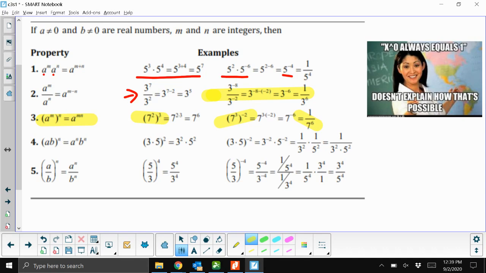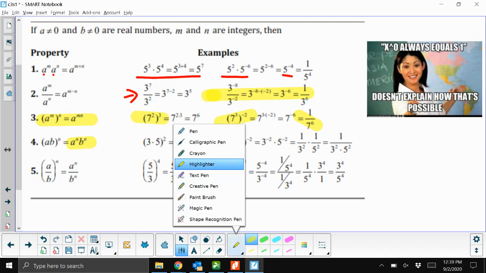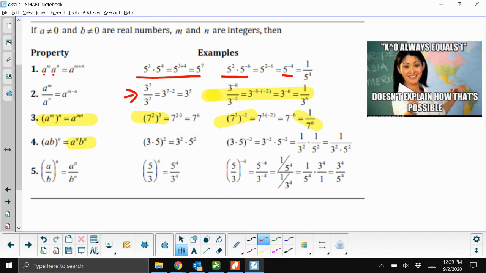All right, if we have an exponent on the outside of our parentheses, we need to make sure we distribute it to everything. Notice the square here. We need to send that square to the 3 and the 5. So we have 3 squared times 5 squared. Same thing here. We need to distribute the negative 2 to both of those.